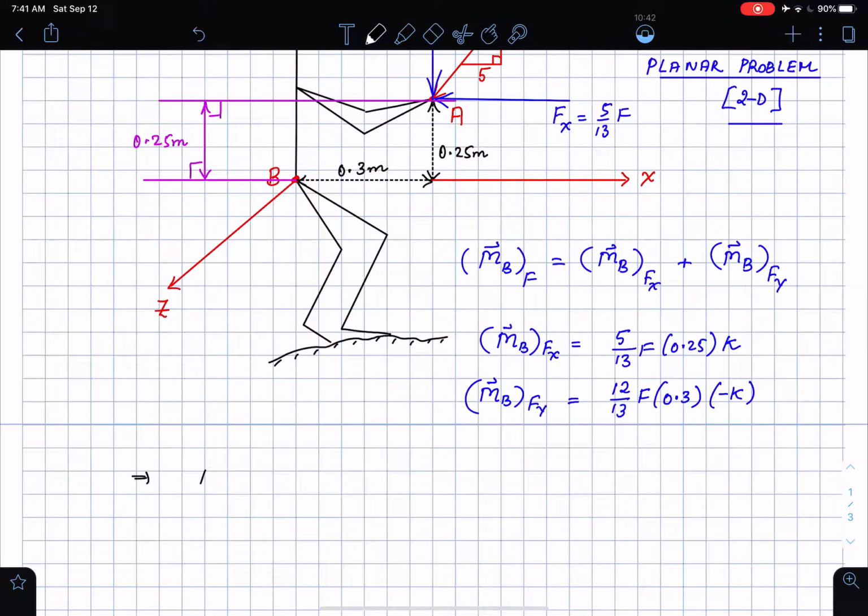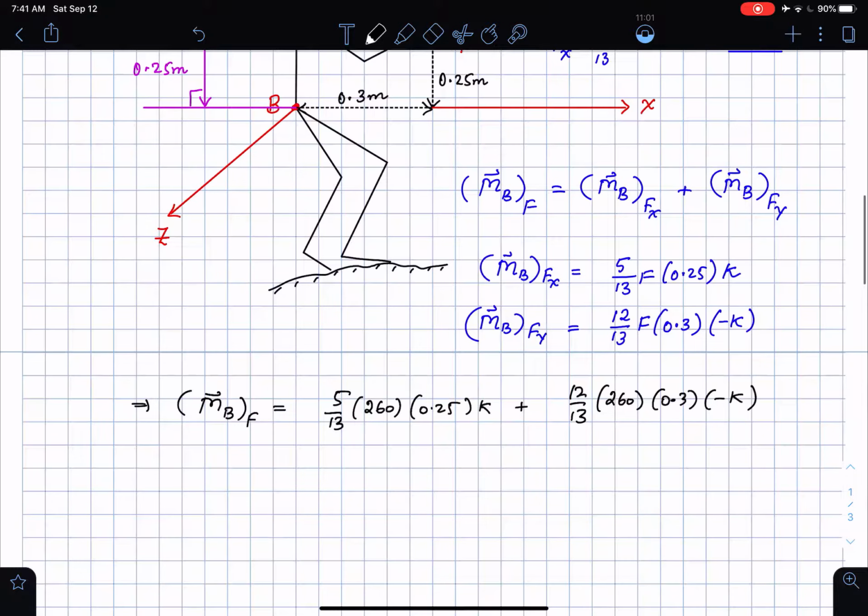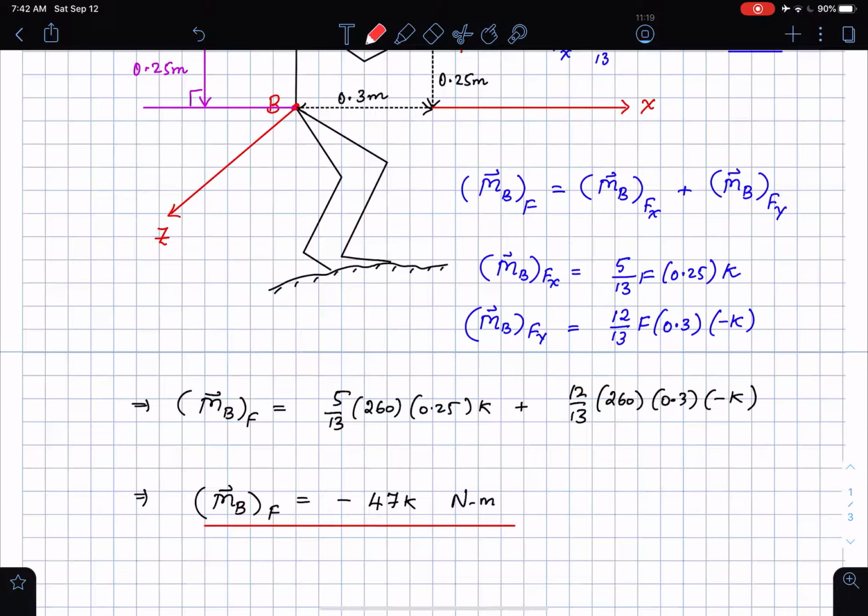All I have to do is, okay, moment about the point B is 5 by 13 times 260 times 0.25 K plus 12 by 13 times 260 times 0.3 times minus K. So plus K minus K, you can add them up. They're in the same direction, right? So MB due to F, if I do the computations, it's going to give me something that is approximately minus 47K, so many Newton meters. Okay, so this is the answer from the scalar approach.